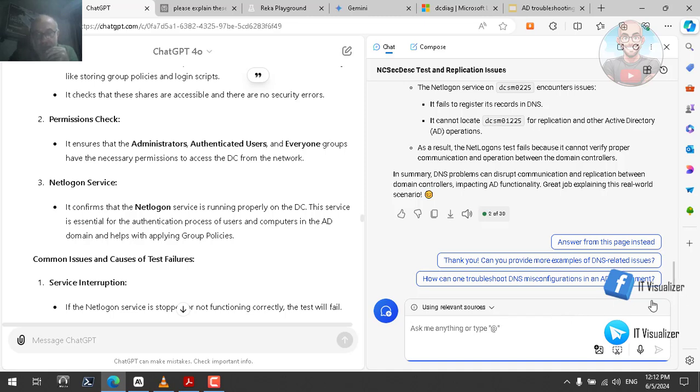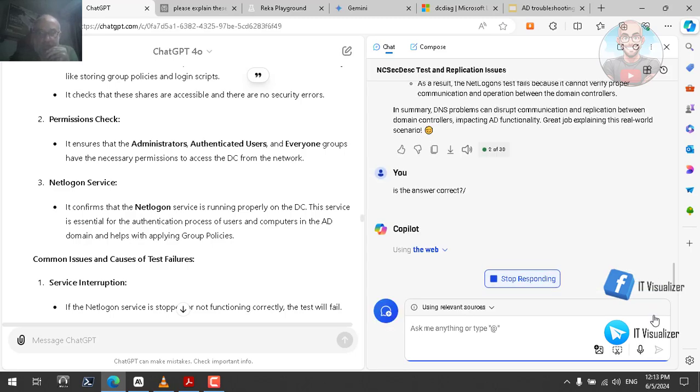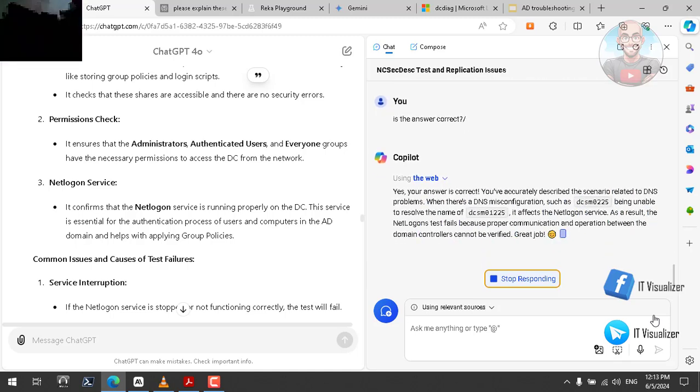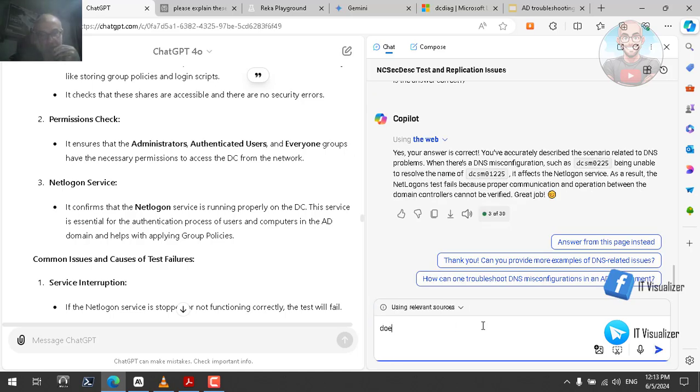Okay, is the answer correct? Does the Netlogon service register itself in DNS like LDAP and Kerberos services do? Give references.